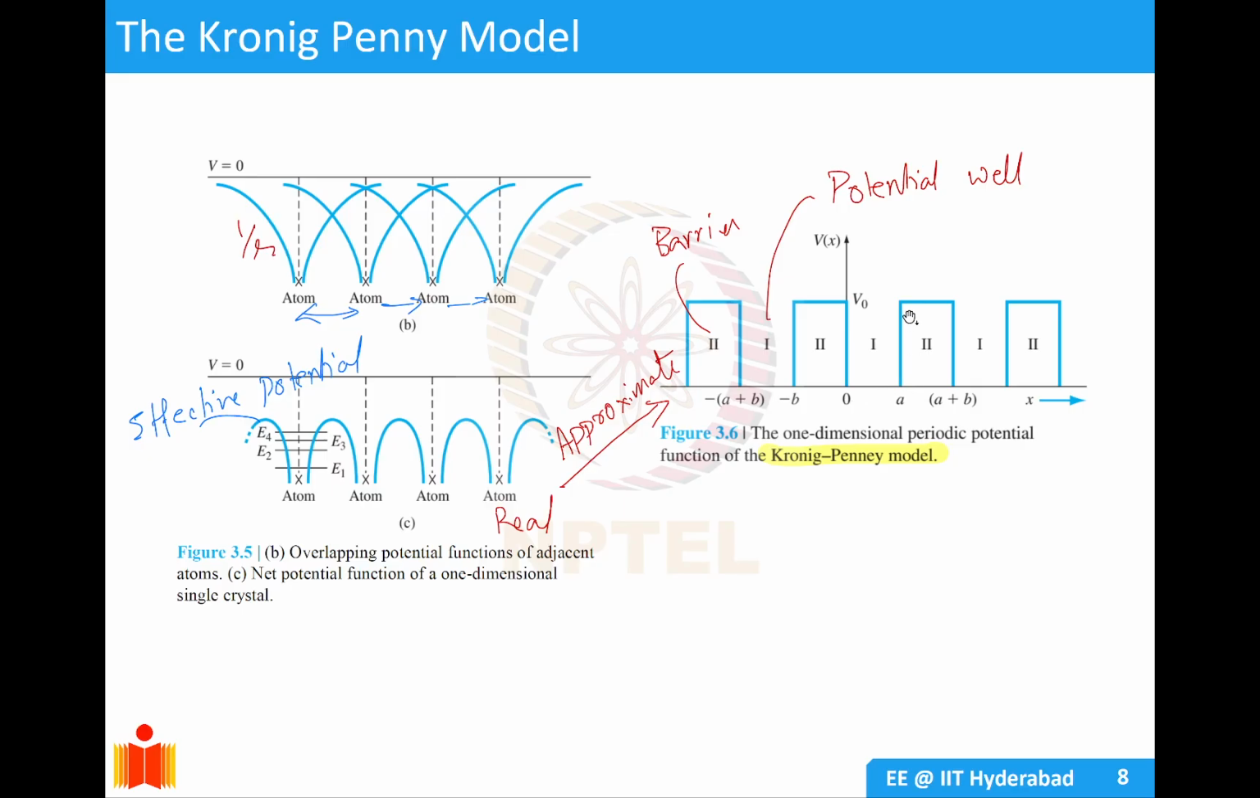We can take one small region, and then we can just repeat it multiple times. So we take this as 0, then we take the well length as a and the barrier length as b. So we get this structure, and this is periodically repeating. Here it will be minus (a+b), and this would then be (a+b), this point. And then we can solve for the motion of an electron in this region.